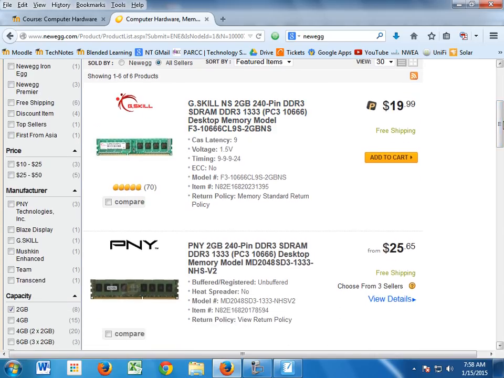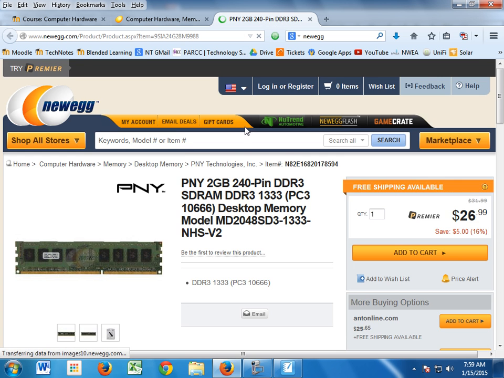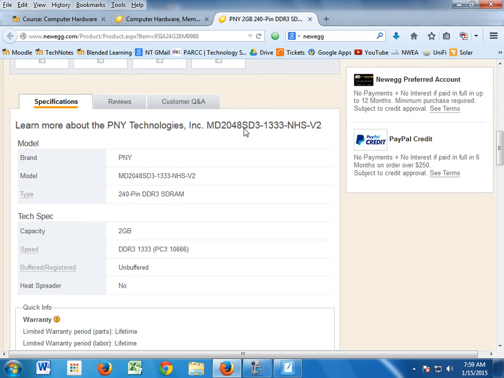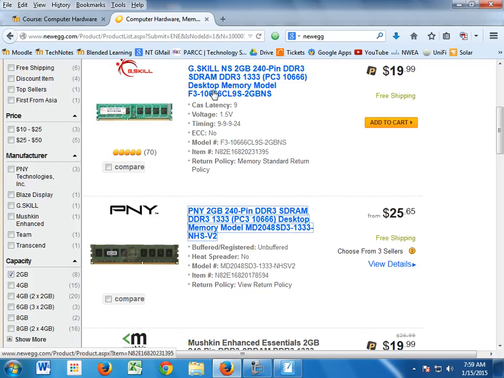Okay. This one also is DDR3 1333. Okay. So as I want to go and compare these, I'm going to open this one up and see if it even has all the information here. As I go to compare these, this one is giving me nothing. I'm not even looking at that one. I need to look at another one that has full specs on it.